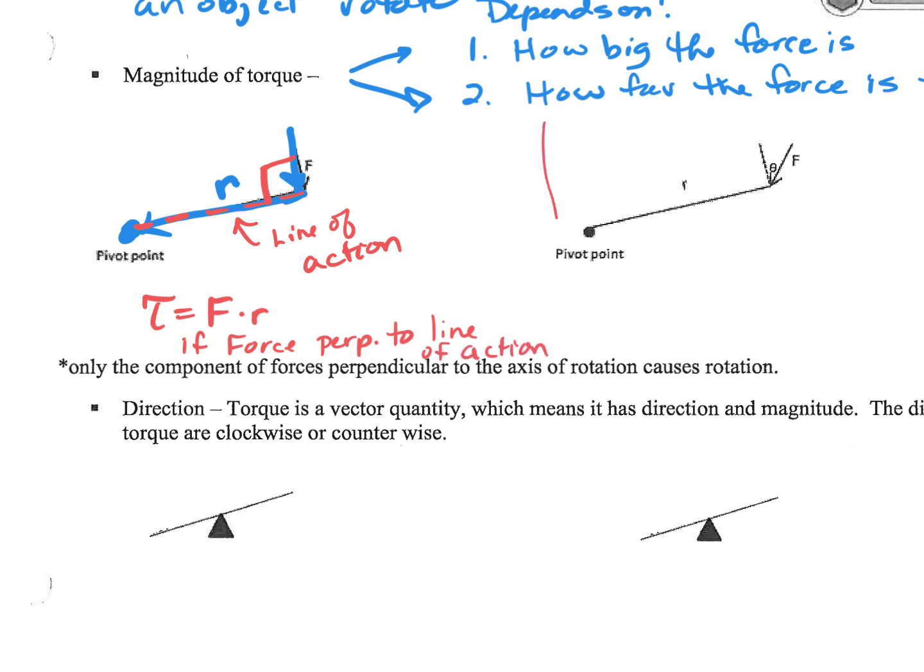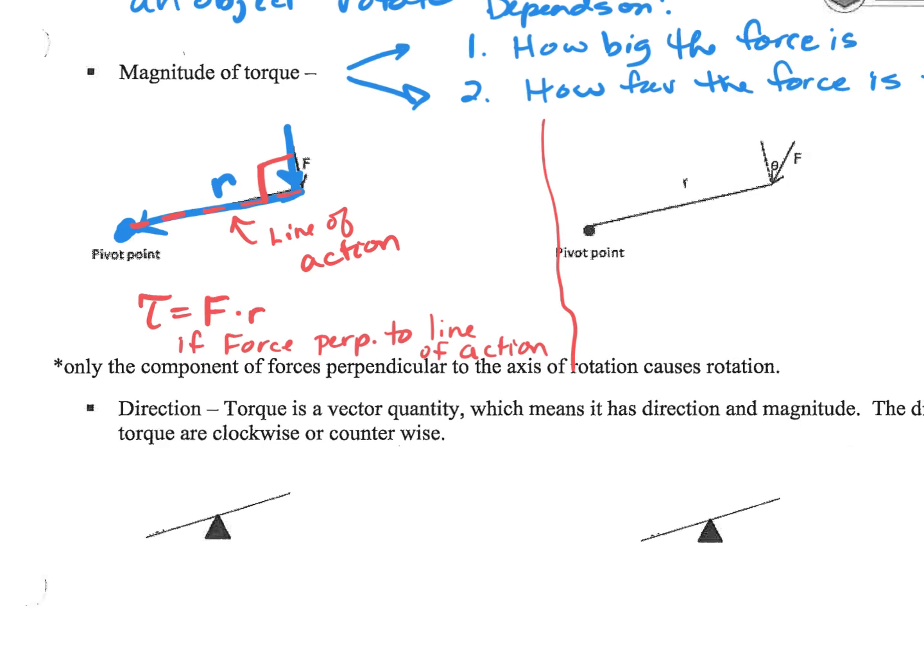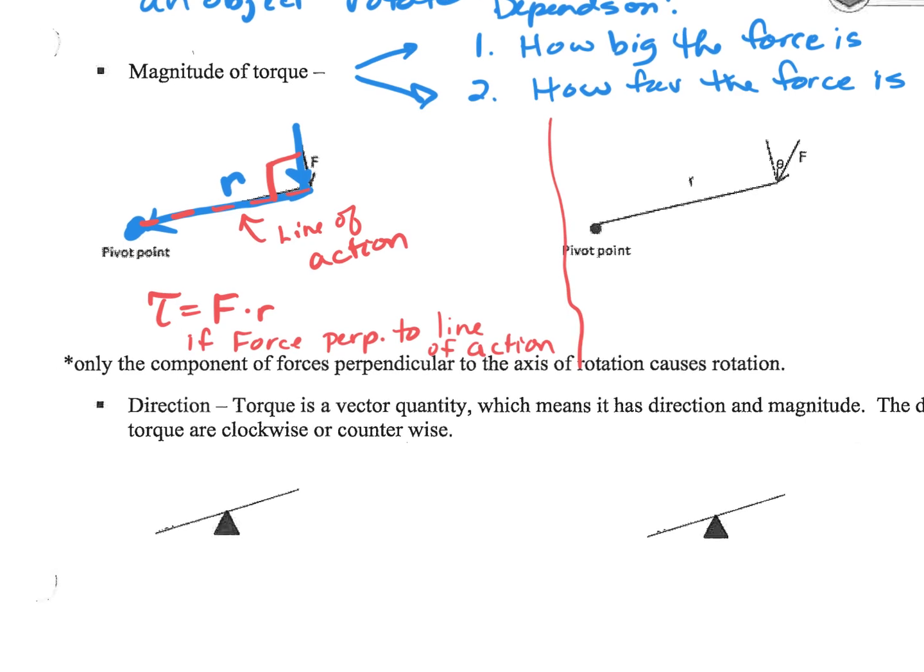Now, what happens if the force is not perpendicular? Guess what we're back to again? We're back to vectors. If the force is not being applied perpendicularly, in other words, I'm trying to open the door, but I'm trying to open it at a slant, is all of my force going to be applied to opening the door? No, it's not.